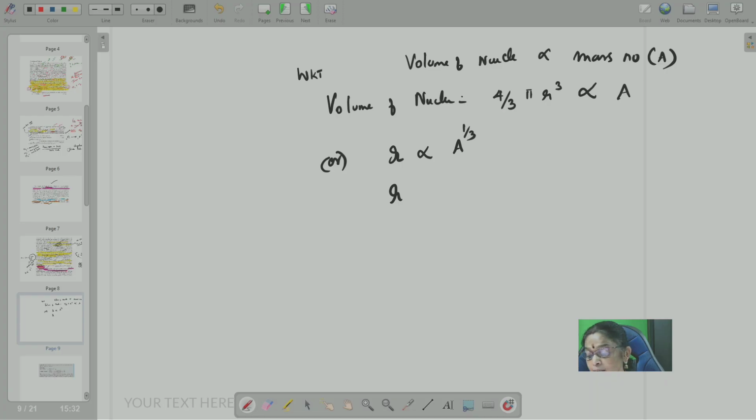So therefore I can write r cube is directly proportional to A. So r is directly proportional to what? A power 1 by 3. Could you understand, children? Once again let me repeat.